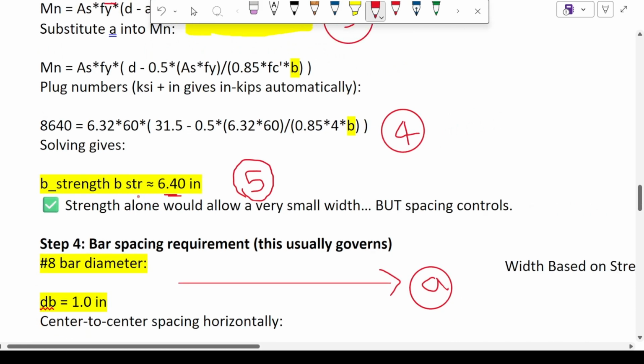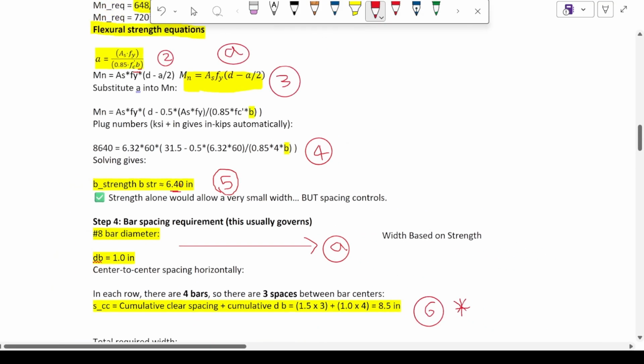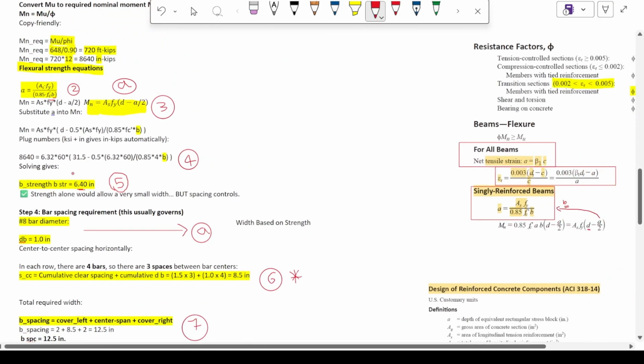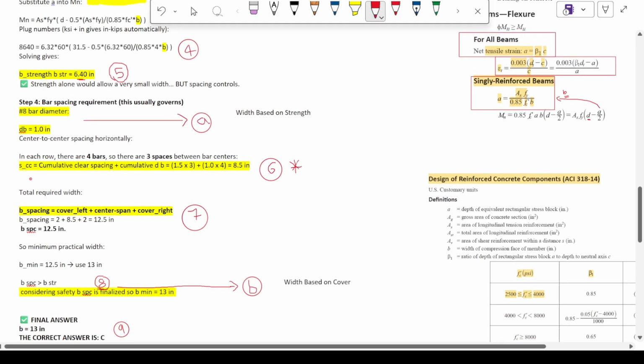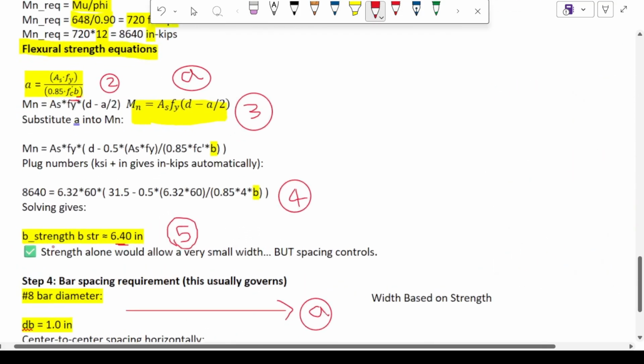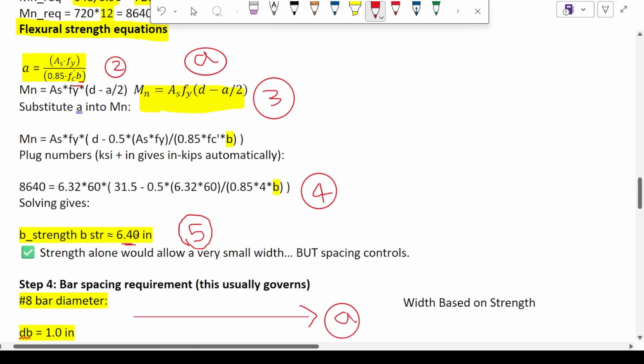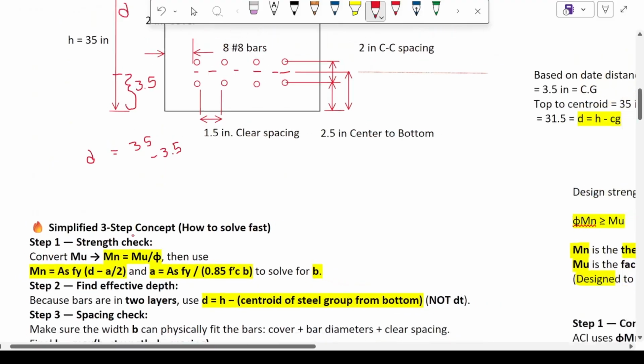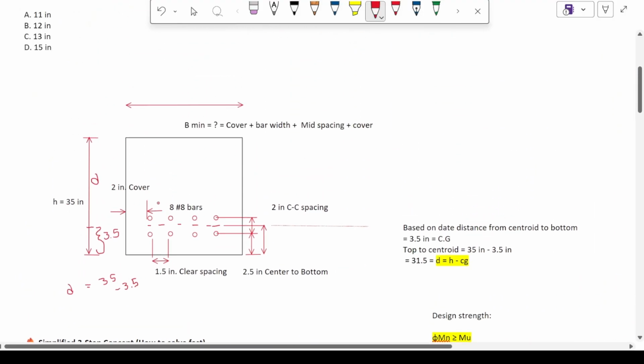This is called the strength method. The width based on strength is 6.4 inches. For this FE exam, this is more than sufficient. If you calculate this part, you will most likely be right. But at the same time, understand that width is not just based on strength, it's also based on cover. Cover is the minimum requirement. If strength needs less width than cover, then whichever is the maximum width between cover and strength will apply.